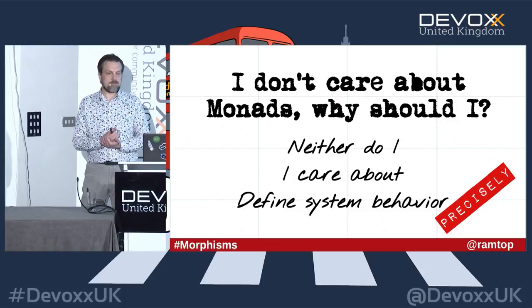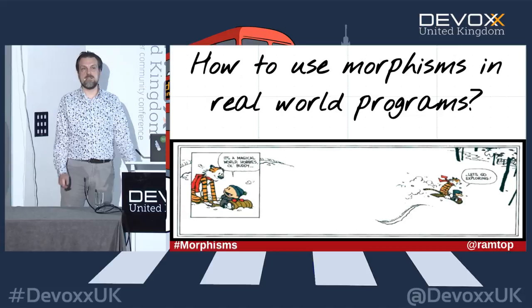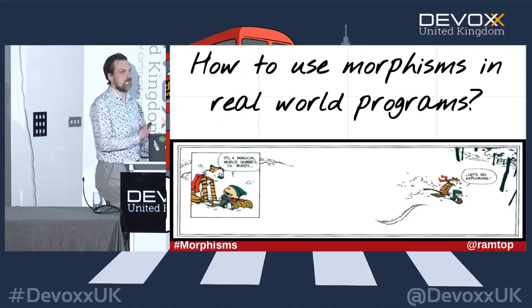So it's about you. So how to use morphisms in real programming? It's a really magical world there. I mean, since I started studying this stuff, I keep finding new ways to use it in reality.